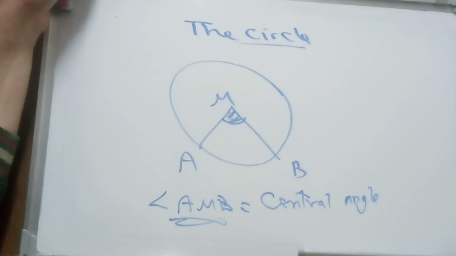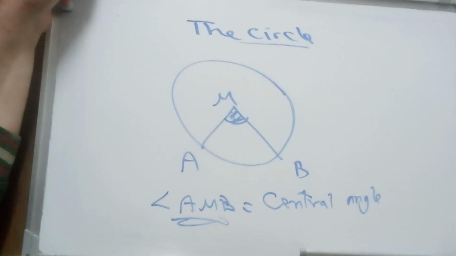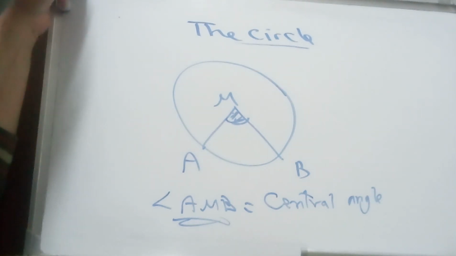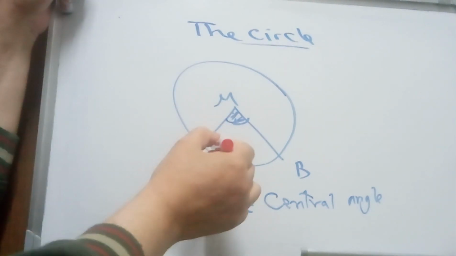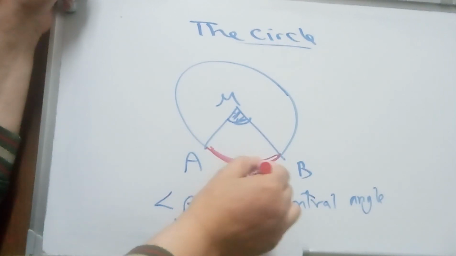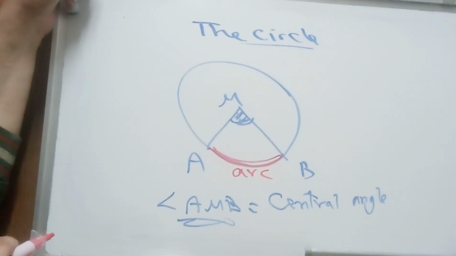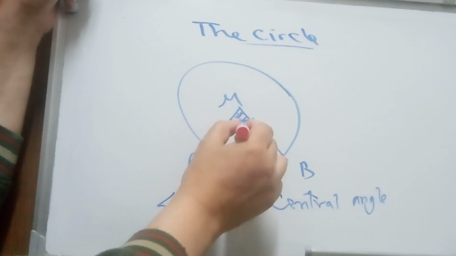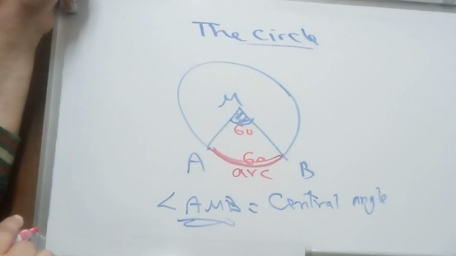And we have a relation between the central angle and its subtended arc. If you look for this arc AB, this is called an arc. Okay? If the measure of the arc is 60 degrees, then the measure of this angle is 60 degrees.